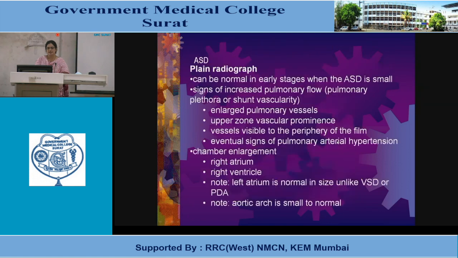ASD on a plain X-ray can be normal in the early stages when the ASD is small, or there may be signs of increased pulmonary flow: enlarged pulmonary vessels, upper zone vascular prominence, vessels visible to the periphery of the film, and eventual signs of pulmonary arterial hypertension. It can also lead to chamber enlargement. ASD will lead to right atrial and right ventricular enlargement. You should note that the left atrium is normal in size, unlike VSD or PDA, and the aortic arch is small to normal.